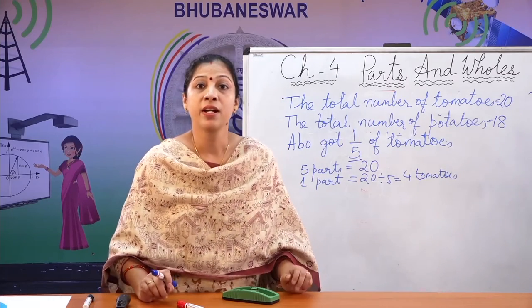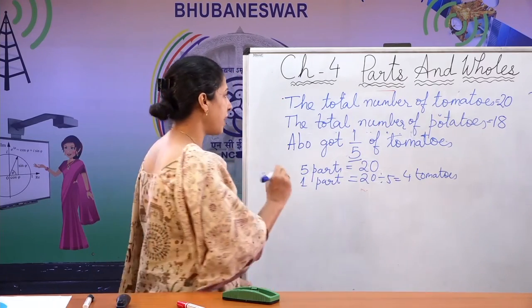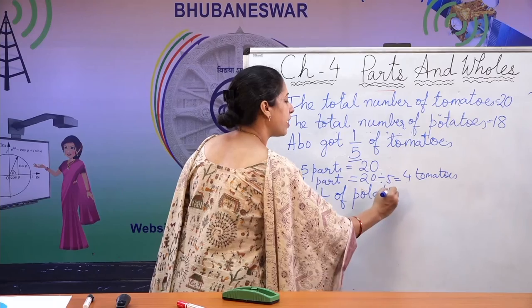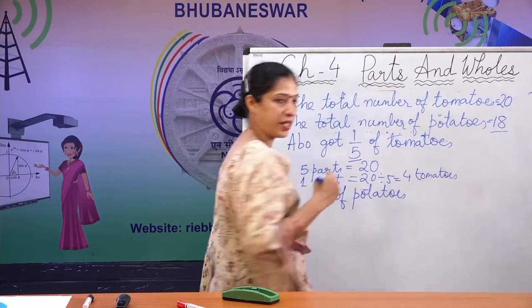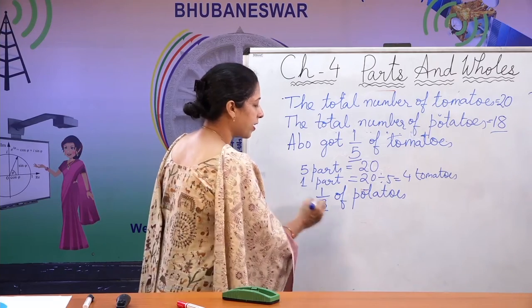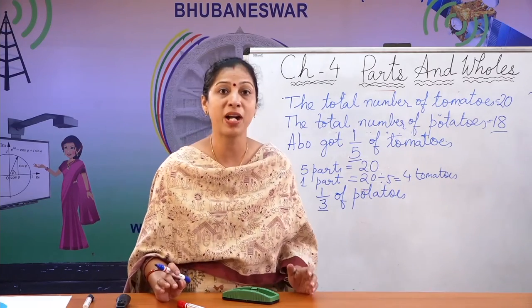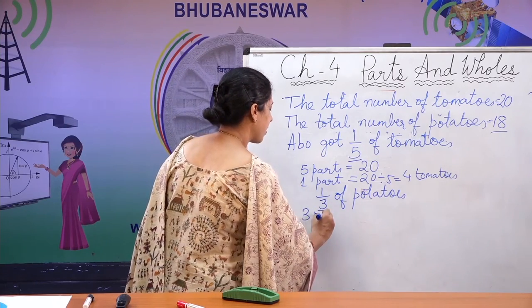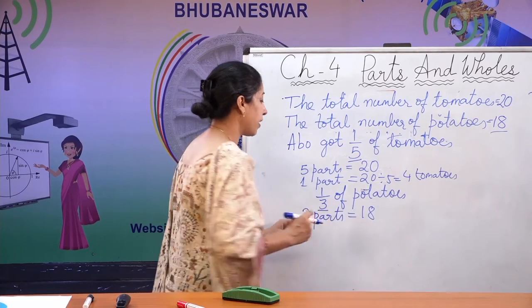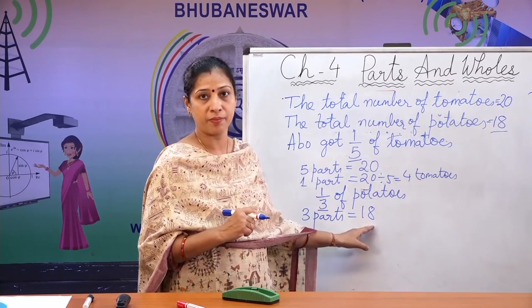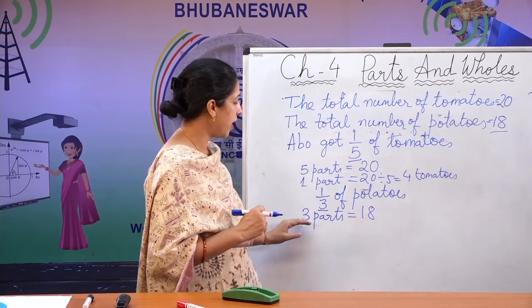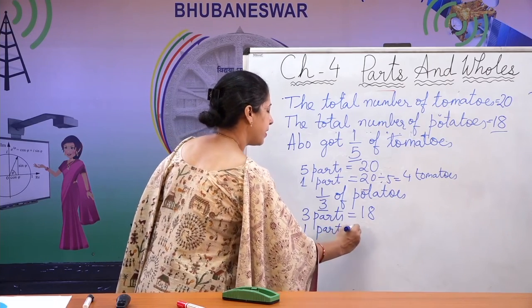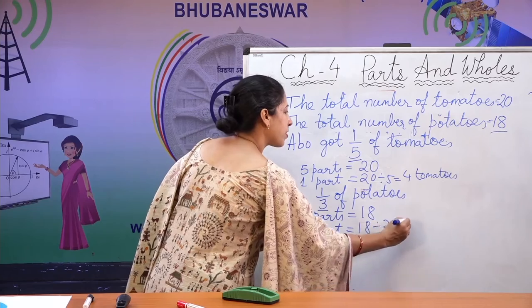Abu is going to get 1/3 of the potatoes. So let's find out 1/3 of the potatoes. How many total potatoes are there? There are 18 potatoes. That means the total parts are 3 parts. So if 3 parts are 18, what is the value of 1 part? 3 parts is equal to 18, because we are calculating the total number of potatoes. So we divide 18 into 3 parts. So 1 part will be 18 divided by 3, which is equal to 6.